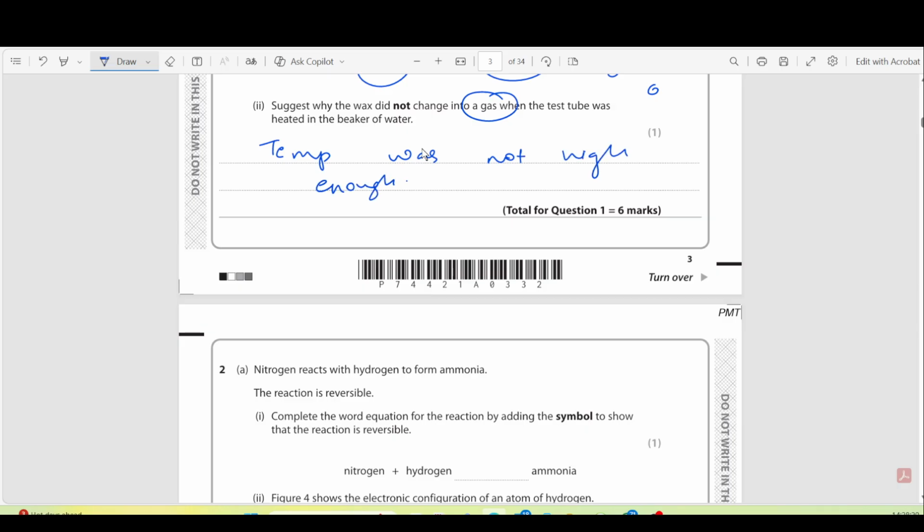For a substance to change from liquid to gas, it must reach its boiling point. I'm just writing the main points. You have to write: for a substance to change from liquid to gas, it must reach its boiling point. So water boils at 100 degrees Celsius. If the boiling point of wax is higher than 100, the heating from water will never provide enough energy to turn wax into gas, right?